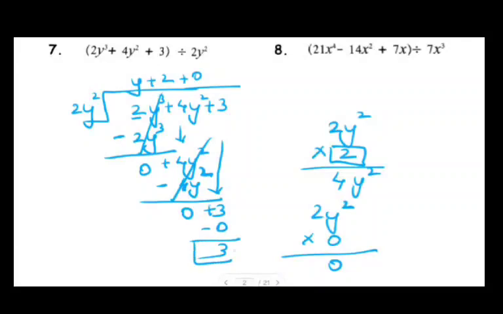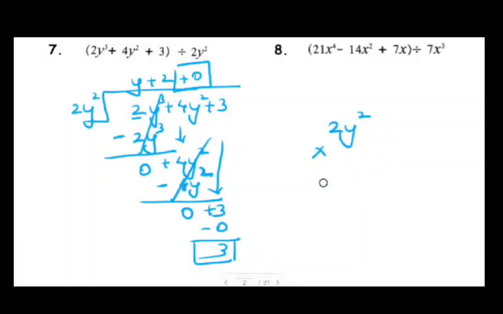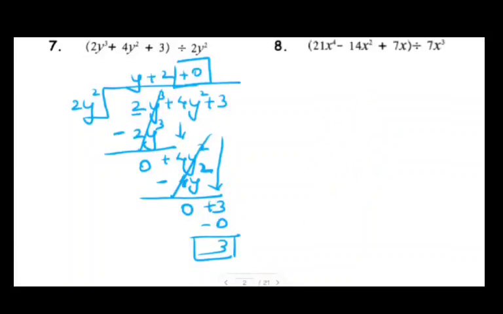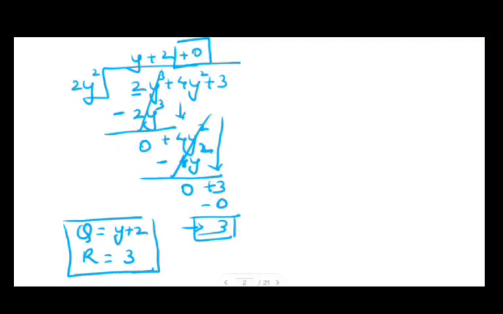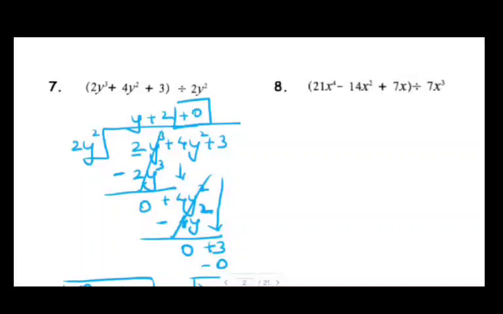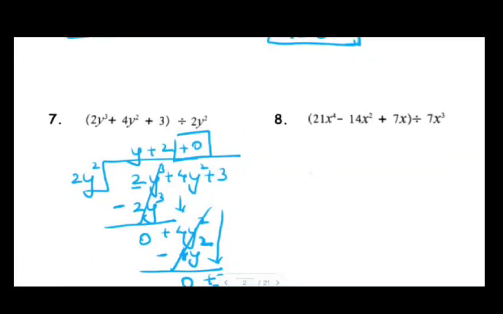So technically, if you don't write the 0 on top, it's okay, because there's no plus 0. If you're not adding up anything, so why put anything out there? So now my quotient is equal to y plus 2 and my remainder is a 3 out here. That's my remainder. So here I couldn't make my remainder a 0. Let's move on to the next one.